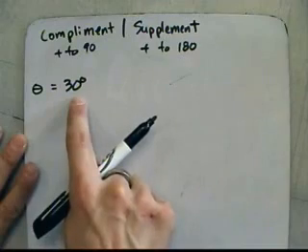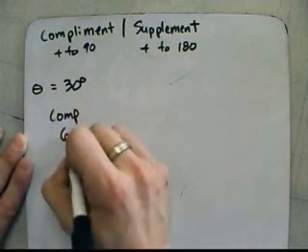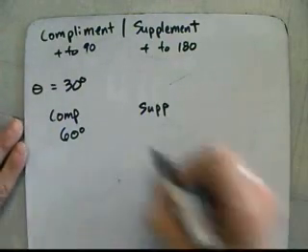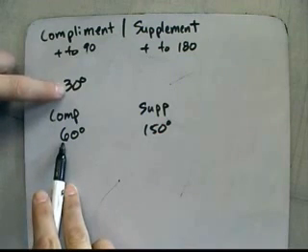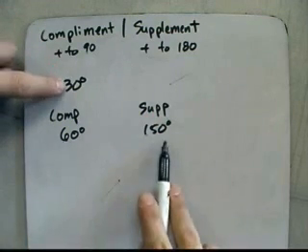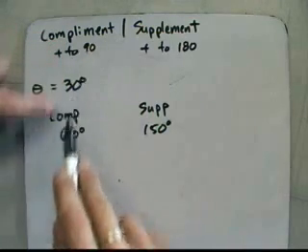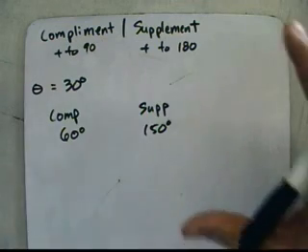Now this is 30 degrees, so what's going to be the complement of 30? 60, okay, that's pretty easy. And what's the supplement of 30? 150. Super fast, right? These two add to 90, so it's the complement. These two add to 180, so it's the supplement. I just went 90 minus 30 to get 60, 180 minus 30 to get 150. So that's complement and supplement. You guys are okay with that?